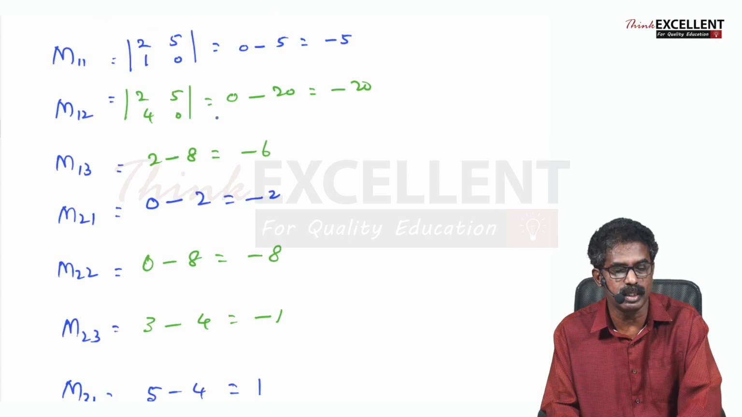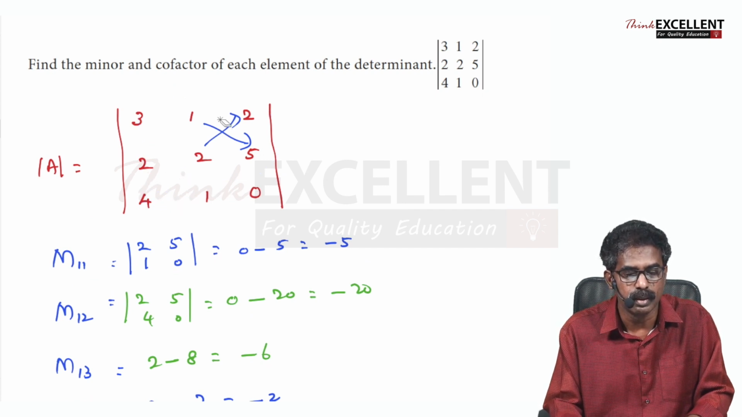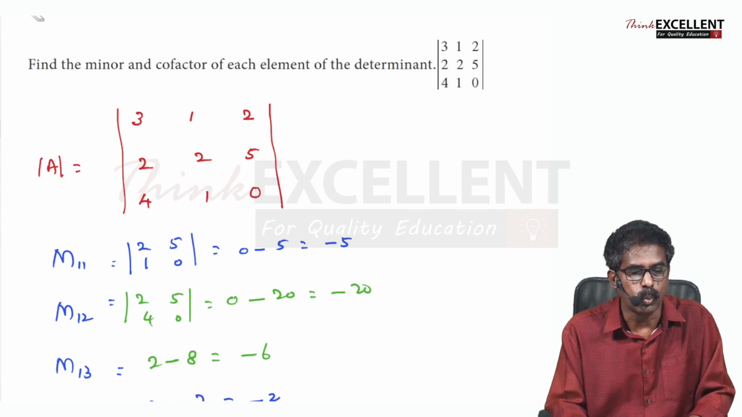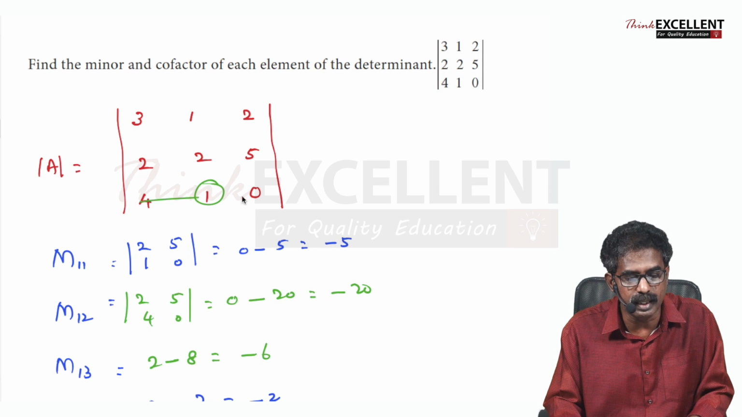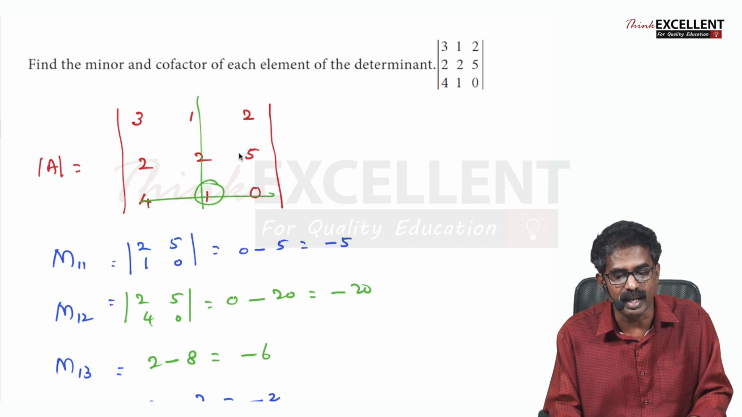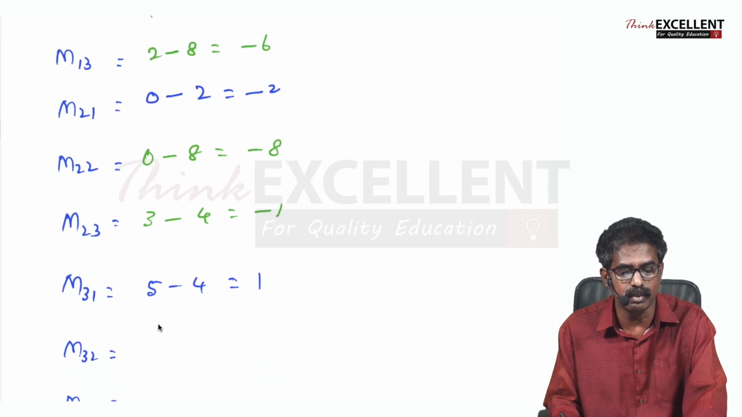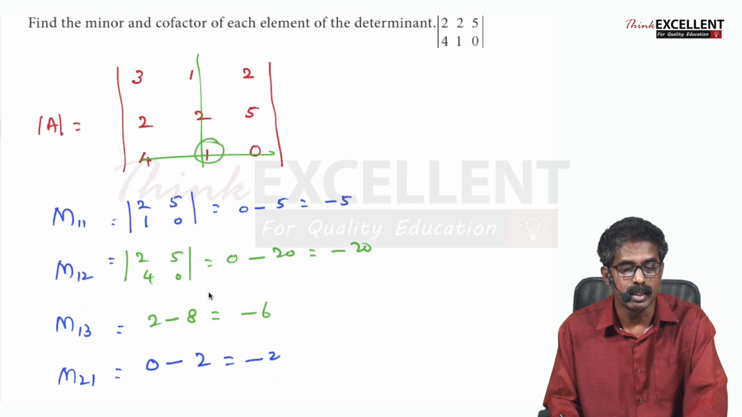Okay, just 2 more. 3, 2. The next one, 3, 2. So which number is there in 3, 2 position? It is 1, right? So this one. To find the minor of that one, leave that row, leave that column. What do you have? 3 into 5, 5 3s are 15. 15 minus 2 2s are 4. 15 minus 4. So the answer is what? 11.